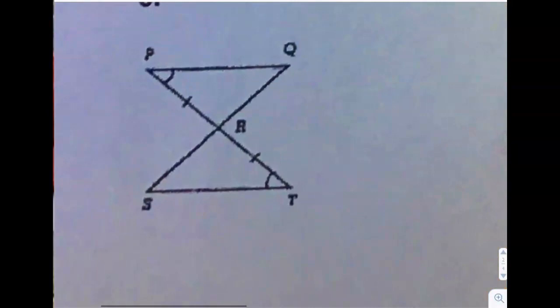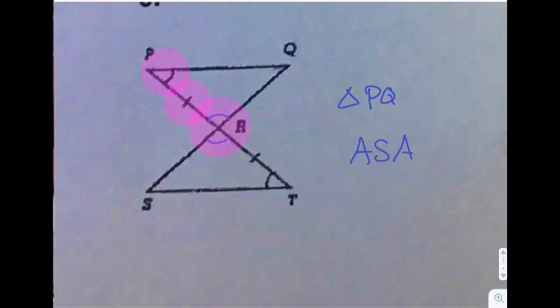Number 6, I have vertical in the middle. So if I have vertical in the middle, I have angle, side, angle. So I'm going to call the first one PQR. And if I do that, I'm going to call the other one TSR by angle, side, angle.